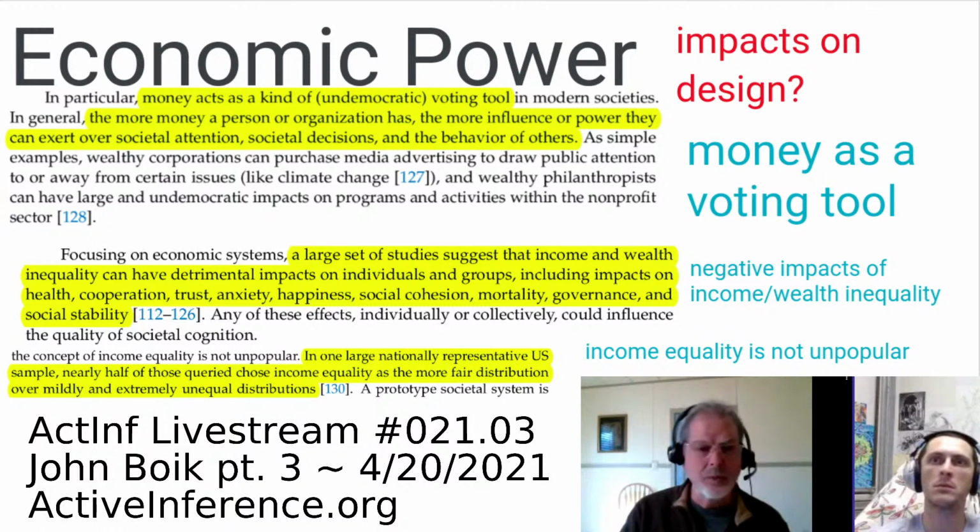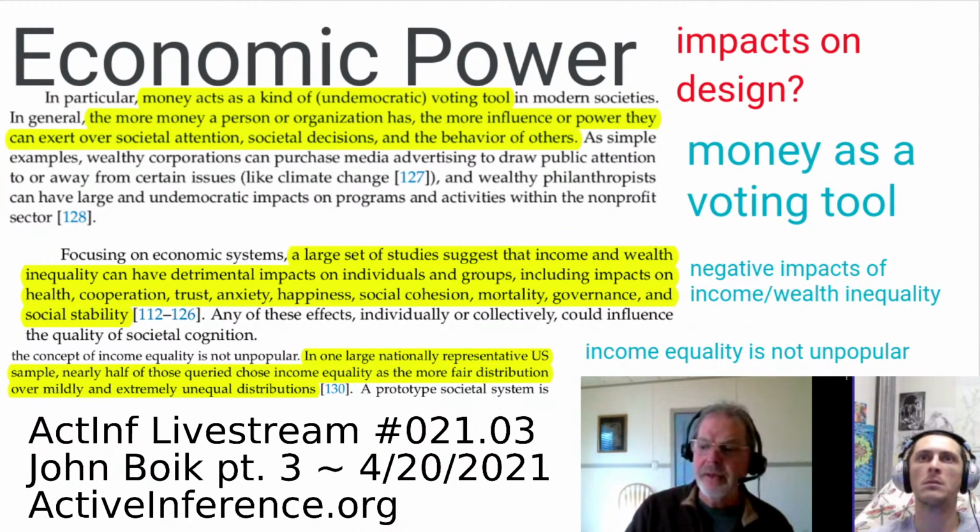And when asked which of these do you think is the most fair for society, more than half of those queried, and this was many thousands of people who were queried, chose actual income equality, like completely equal incomes, as the most fair way to run a society. And I don't suppose that people really thought that was possible. Like, I know it's not possible, but that would be the more fair way. That's what I imagine people were thinking.